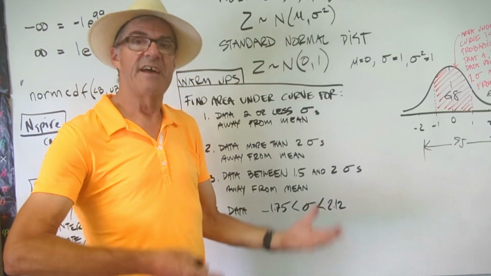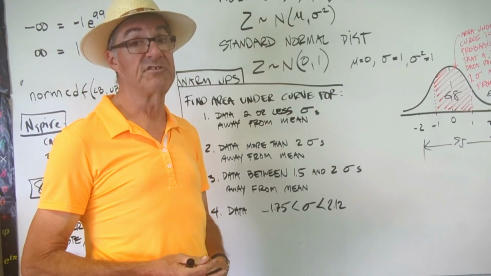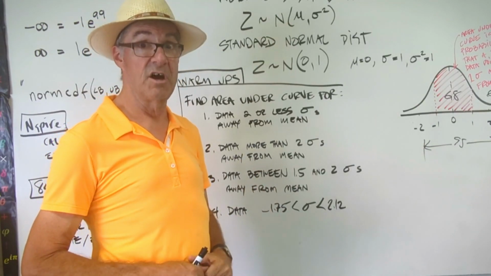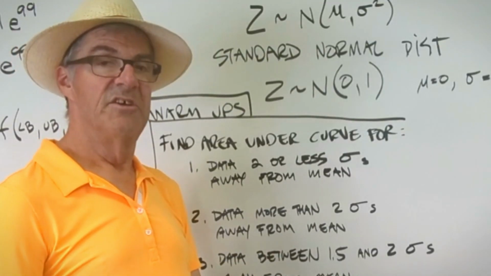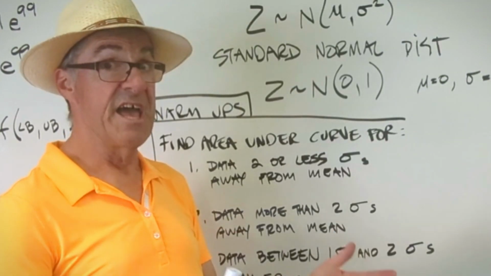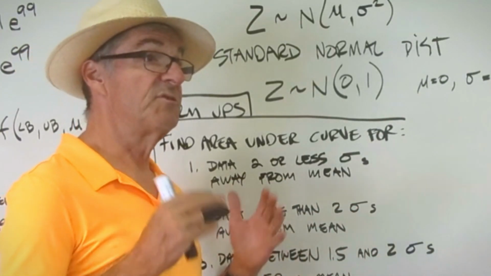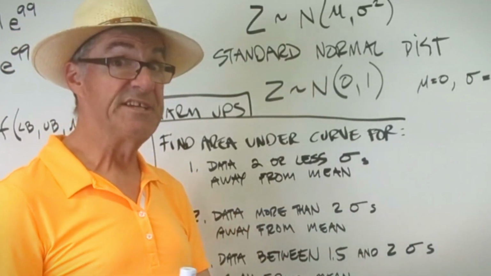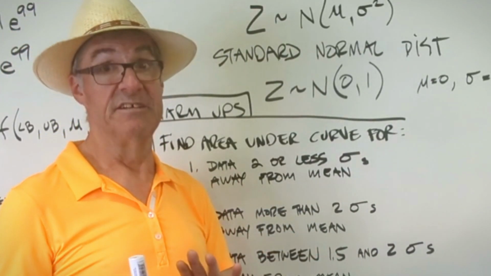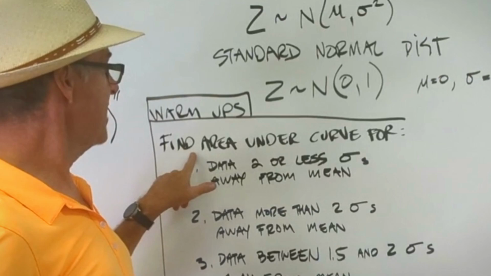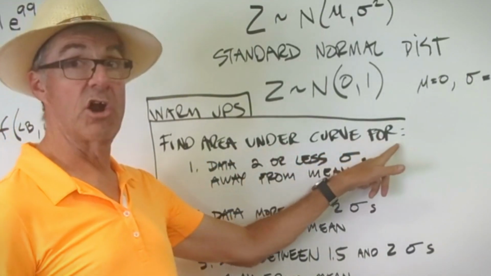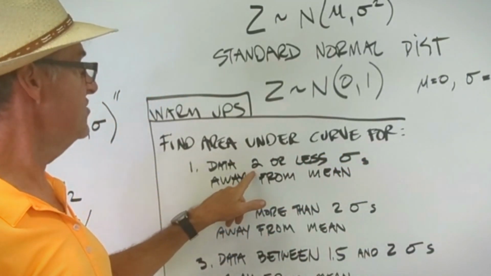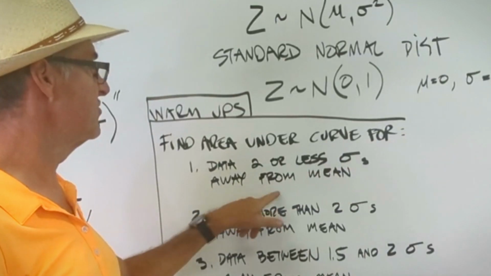So let's take a look at the types of problems that you might have to do and the prompts that come with those. All right, so the prompt might be find the probability. The prompt might be find the area under the curve. Those two things mean the same thing. Okay, so here's what I've put. Find the area under the curve for data 2 or less standard deviations away from the mean.